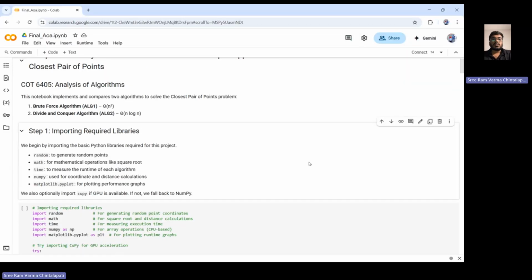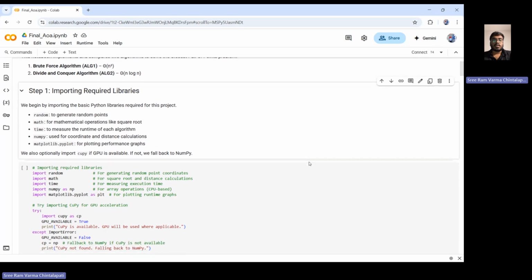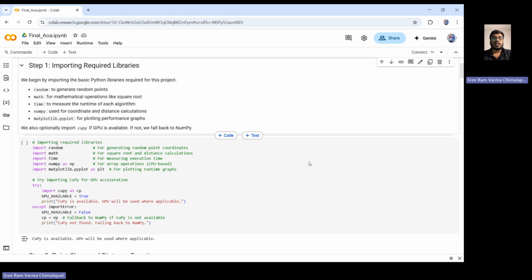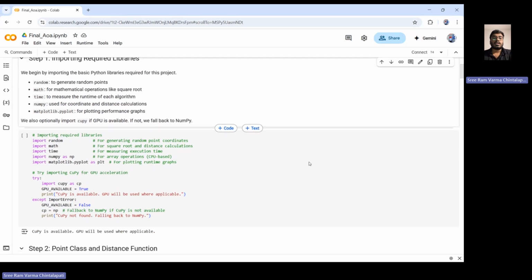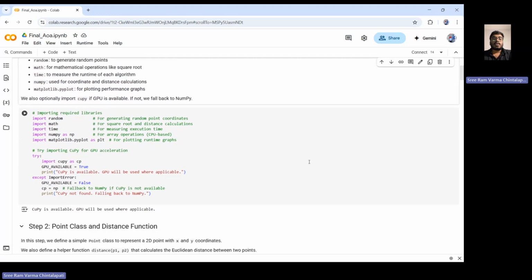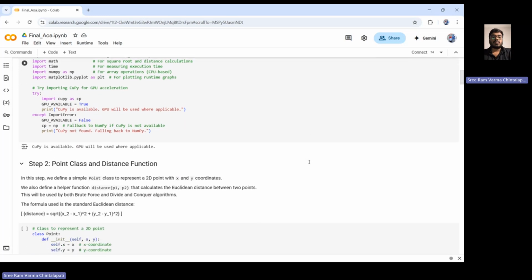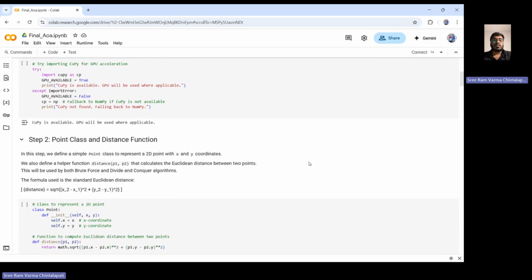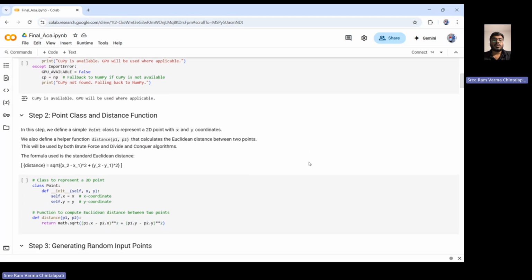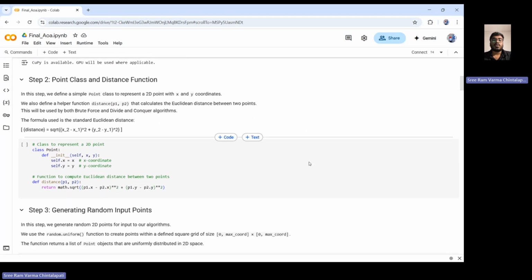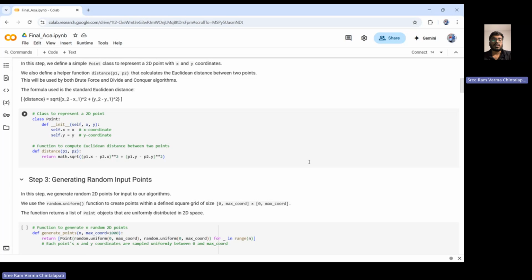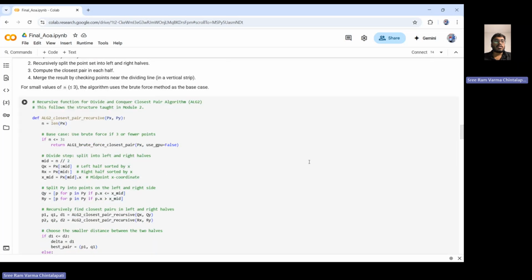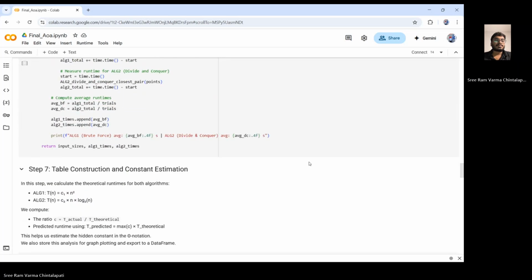The project was developed in a Jupyter notebook on Google Colab using Python, and random data sets were generated with input sizes ranging from 10,000 to 100,000 points, increasing in increments of 10,000. For each input size, 10 independent trials were conducted to compute an accurate average runtime. Both algorithms, brute force and divide and conquer, were tested using the same input data sets for a fair comparison. And I'll show you the outputs.